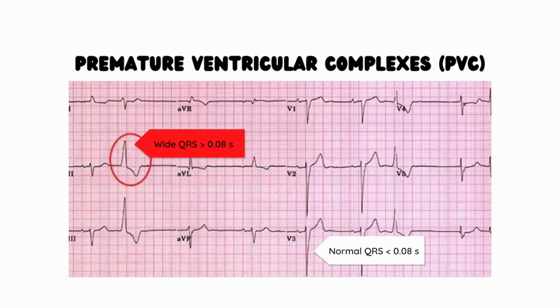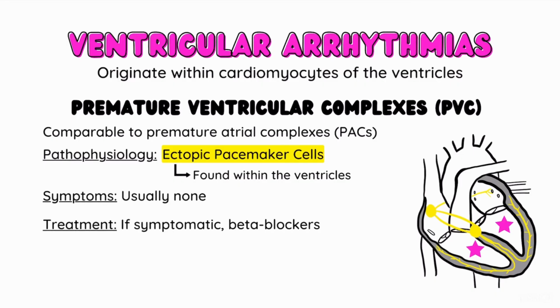Also, a PVC, by definition, occurs earlier than the next normal beat would be expected, so it disrupts the regularity of the rhythm. They are generally benign and cause no symptoms. In a young, healthy person, we just reassure the patient. In a symptomatic patient, we may consider beta blockers.